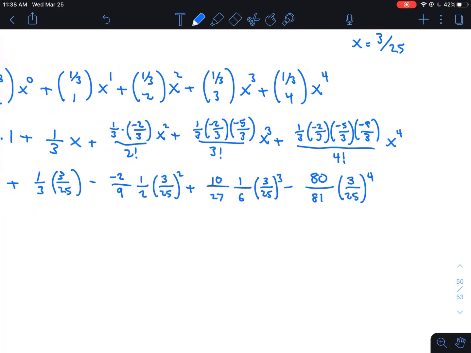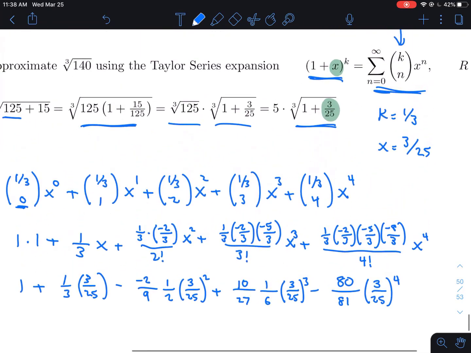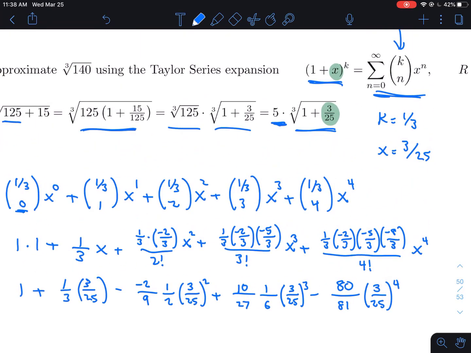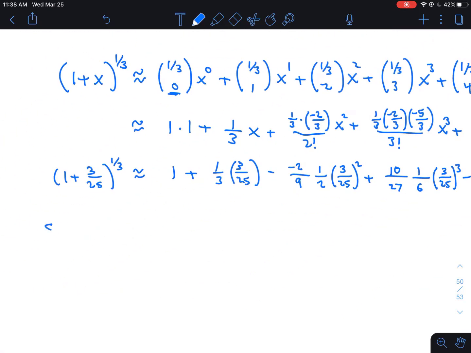Now let's take another line to simplify. Notice that we want to take our answer and multiply it by 5 in order to come up with a full cube root of 140. So let's go ahead and take this, multiply it by 5.